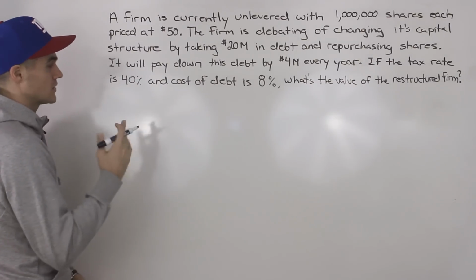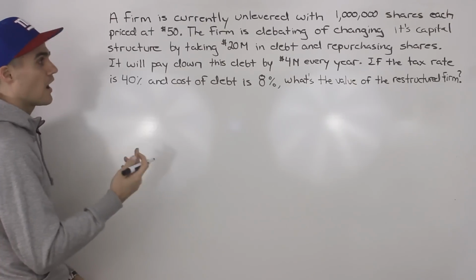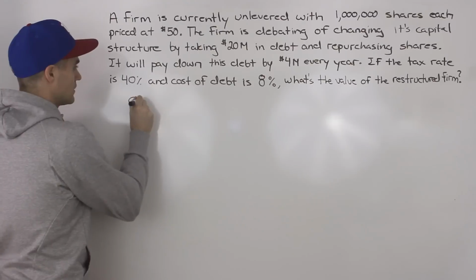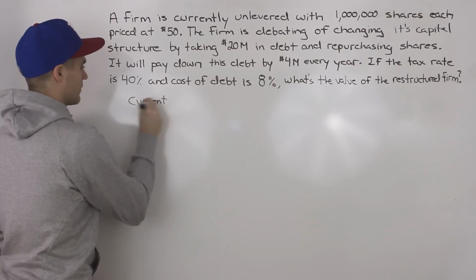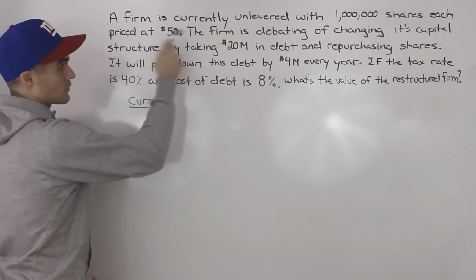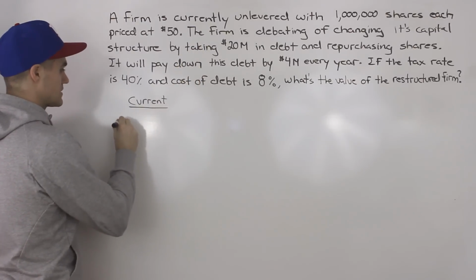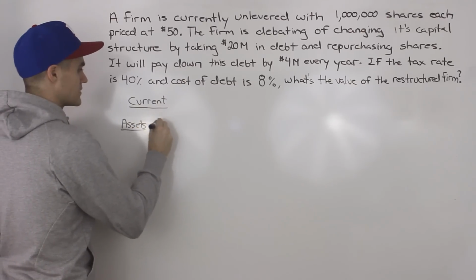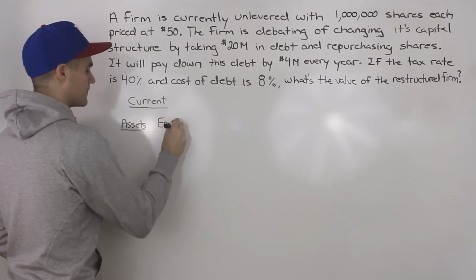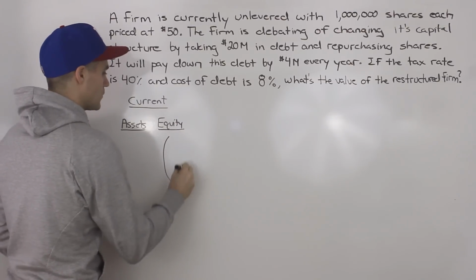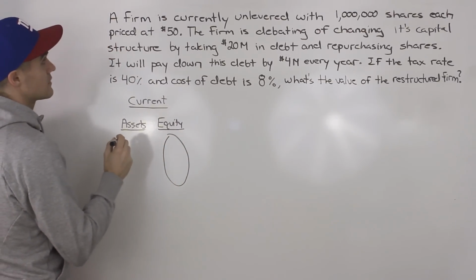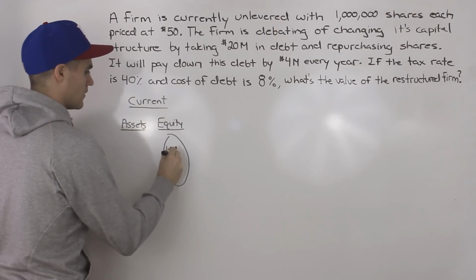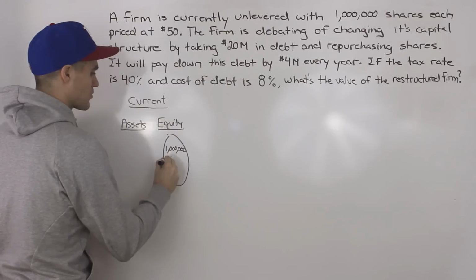Now, whenever I get a question like this, I always like to draw out any potential balance sheets that I can. So currently, it says that this firm is unlevered. And what that means is that there is no debt on that right side of the balance sheet. It's all equity. And we are told that the firm has 1 million shares of equity and each is priced at $50.